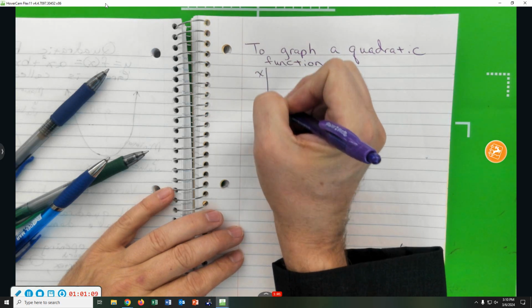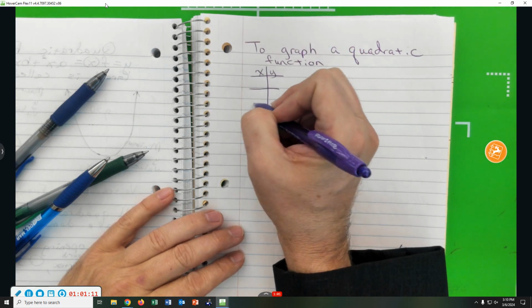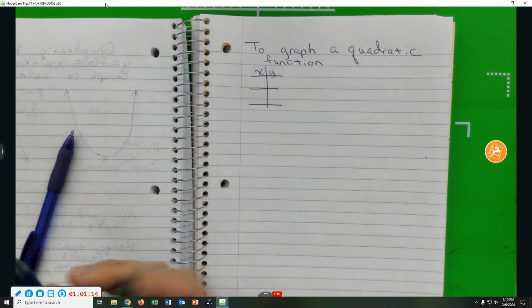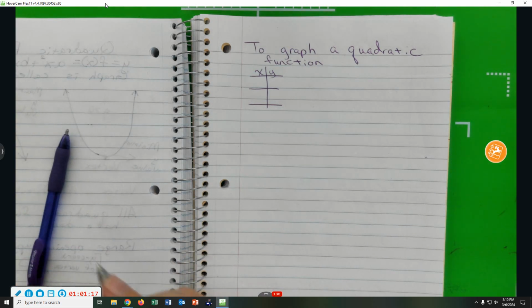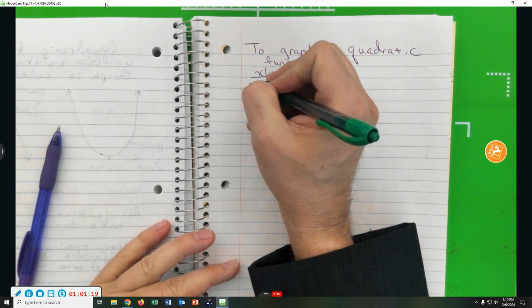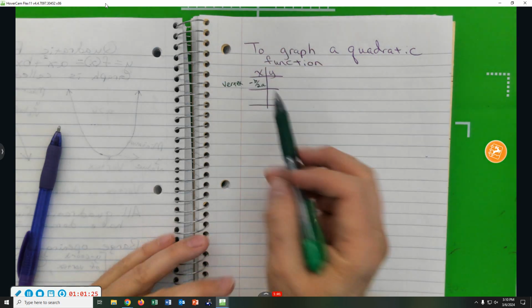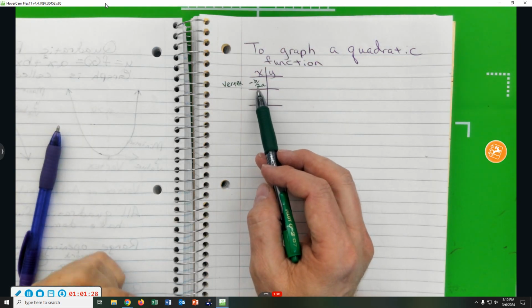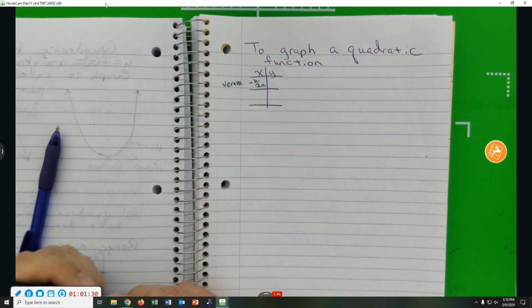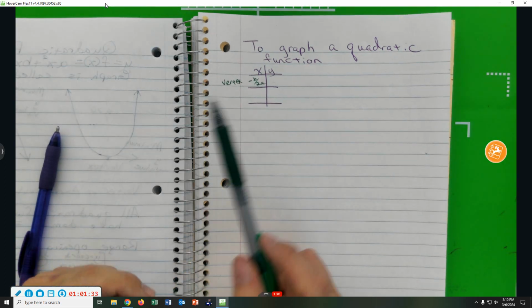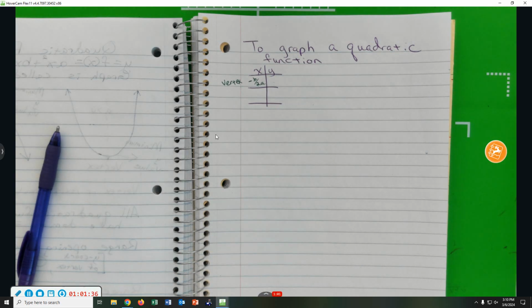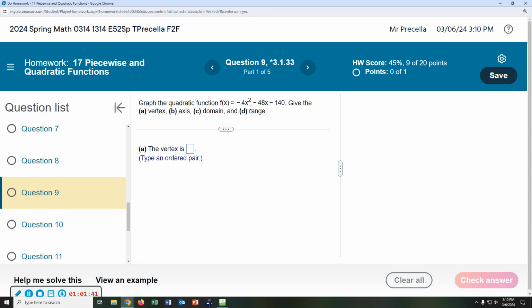Here's the little table I'm going to use. I'll use the vertex formula, negative b over 2a. That'll give me the vertex. Hopefully I'll get a nice number when I use that formula, and I'll have to plug that in to get the y value. I'm going to need another number. Look over here. What's my favorite number to plug in? 0. If I were to use 0 here and here, what would I get for the y coordinate?